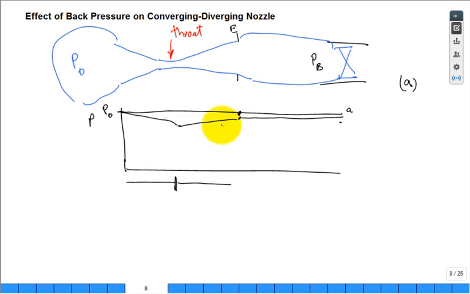Where is the lowest pressure in my converging, diverging nozzle? It's in the throat. This is how, if you're doing a paint spray, you have an air paint sprayer gun, right? This is how a lot of misting or spray systems work. If you have a garden hose, it works in water.